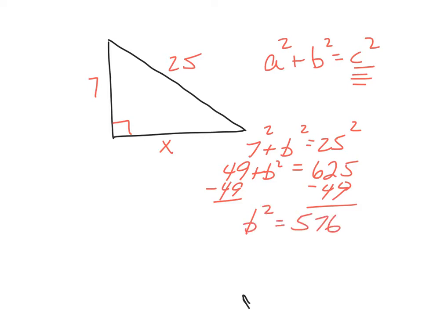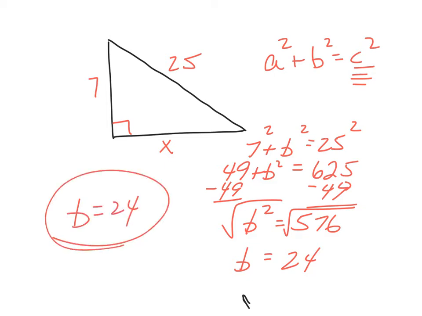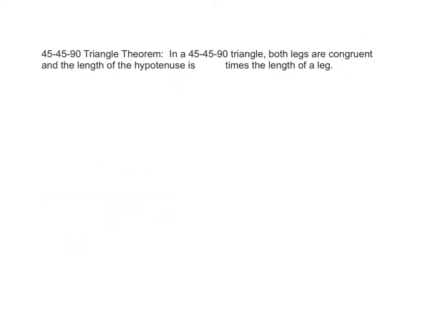Well, how do you solve that? Hopefully you remember that to solve b squared equals 576, you square root both sides. You can just take a calculator and do this. The square root of b squared is b, and the square root of 576 is 24. So b equals 24. And there you go. Pretty simple right there. So let's keep moving.